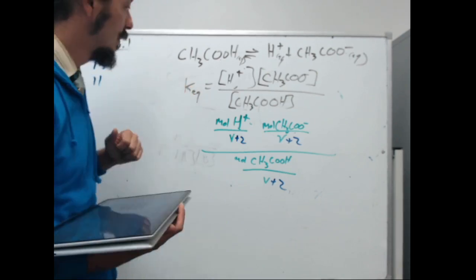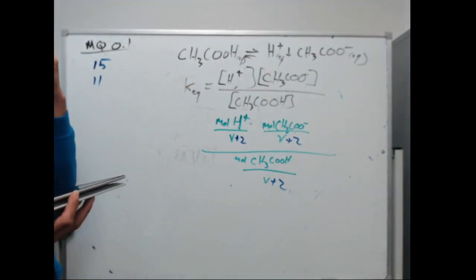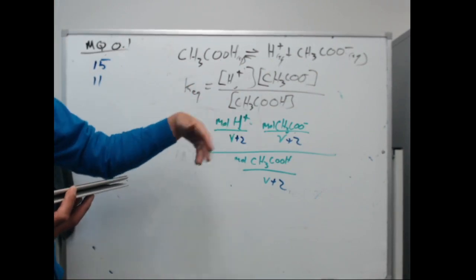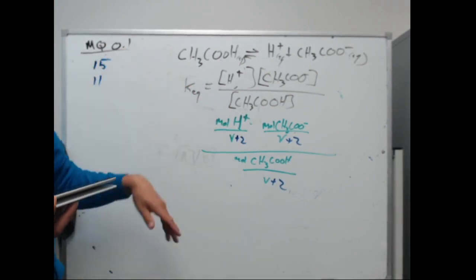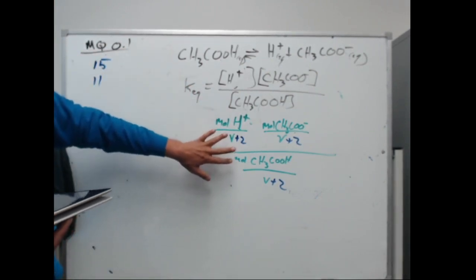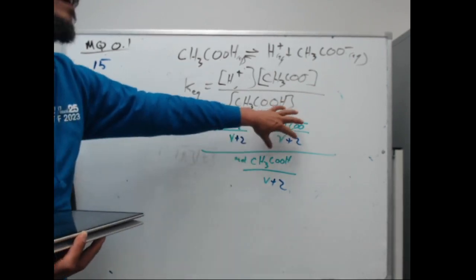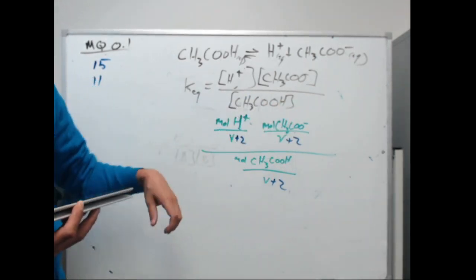Where do you have the moles of H+ over V + 2? The +2 is like a generic, let's just increase the volume a little bit. Oh, okay. And so that was to show that if we increase the volume a little bit, it affects the product side more than the reactant side.